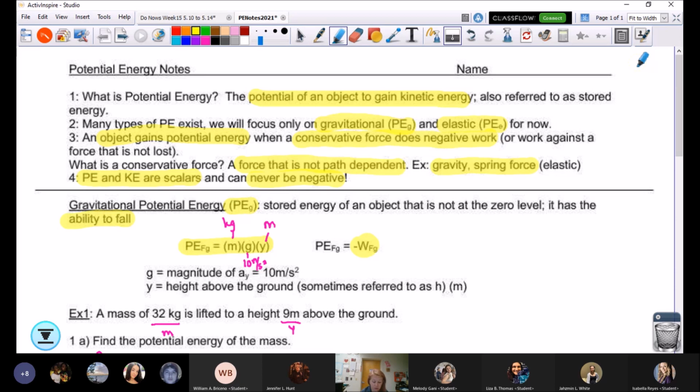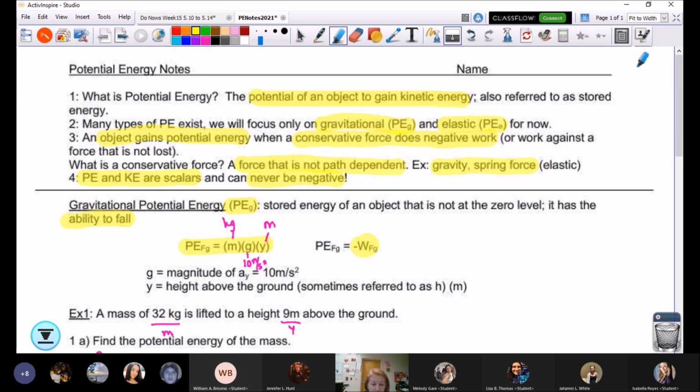So let's jump into gravitational potential energy. The gravitational potential energy, PE with a little g next to it, is the stored energy of an object that is above the zero level, meaning it has the ability to fall. Now, in the past, we have talked about free-falling objects, so we're going to keep that information in our back pocket for quick access, because we're going to apply that as well as our knowledge of energy.